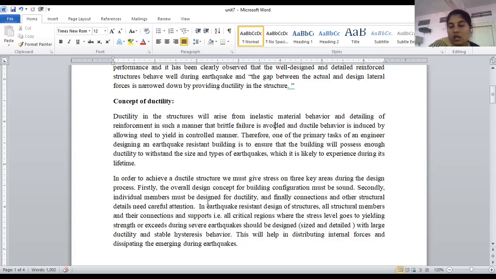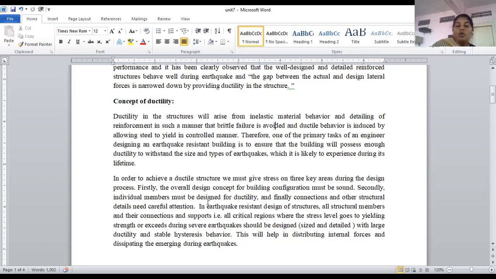If the connections are strong, the material used is ductile, and the configuration used for the building is sound, then automatically our building will act as an earthquake resistant building while the earthquake loadings are over there. But we should focus on these three parameters to achieve the ductile detailing of RCC members, to achieve the building as an earthquake resistant building.